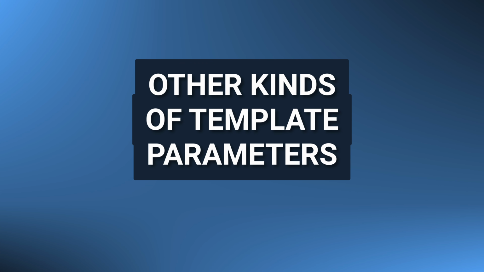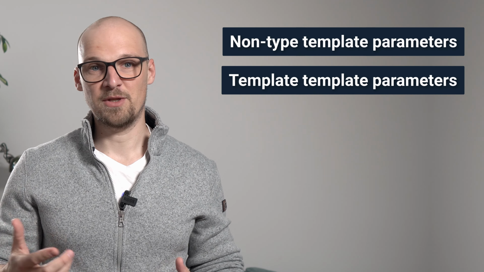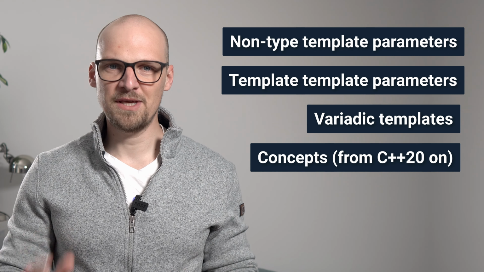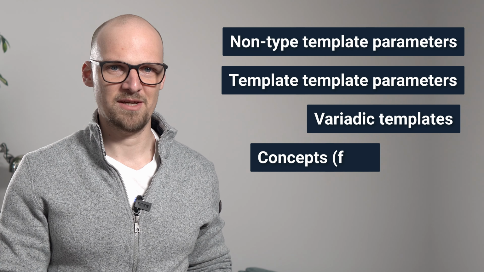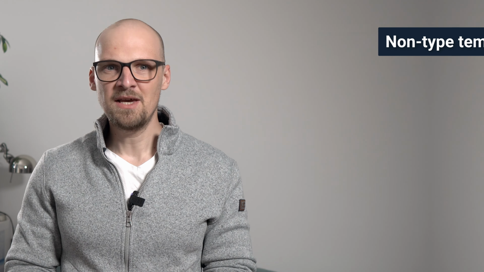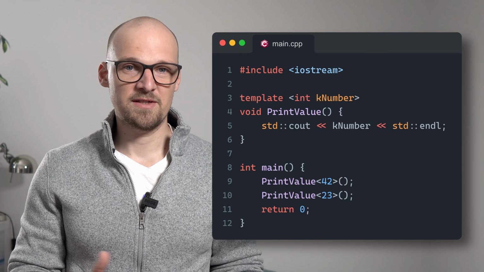Now, apart from type template parameters, there are more things we can see after the template keyword: non-type template parameters, template template parameters, yes, the word template is repeated twice here, variadic templates, and concepts from C++20 on. For now, we focus only on the non-type template parameters, and we will talk about the rest in future lectures. Let's illustrate the use of non-type template parameters on another small example function template, printValue, that receives an int template parameter and prints its value.